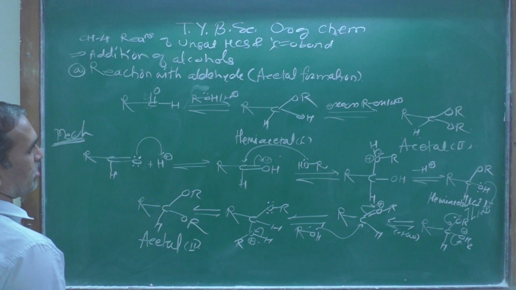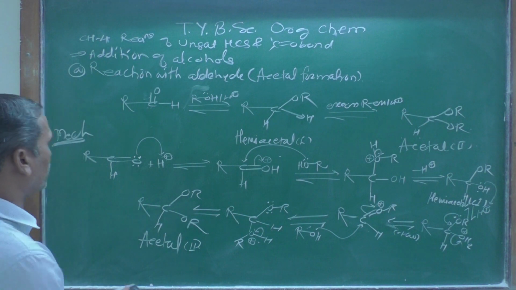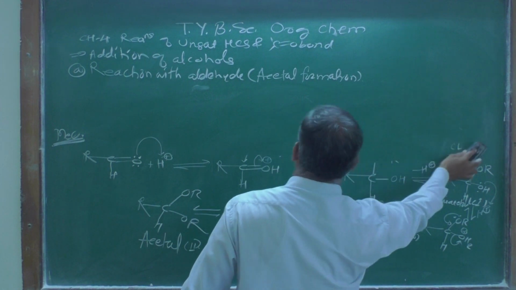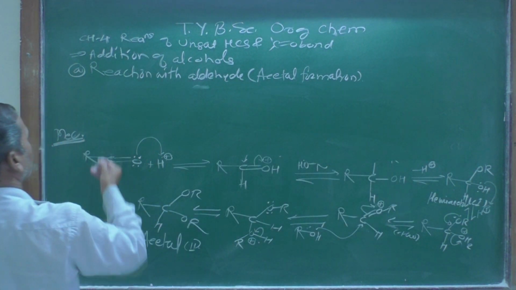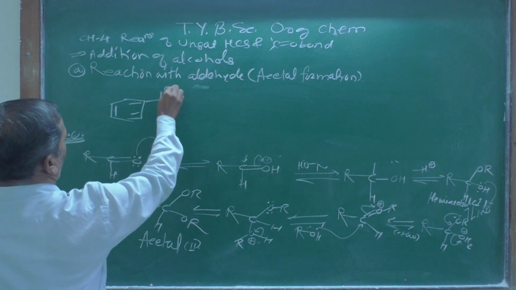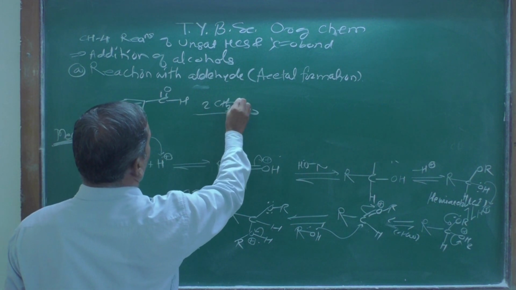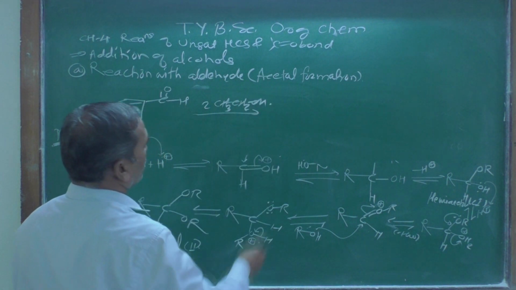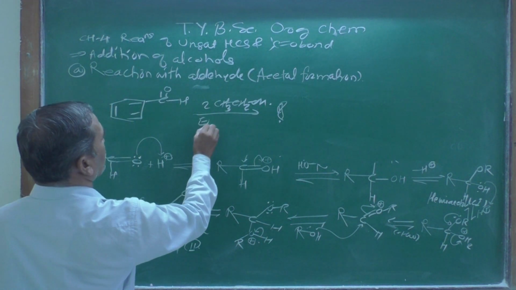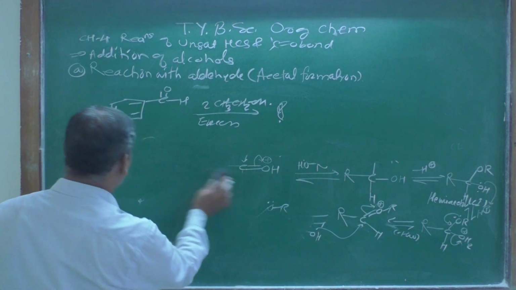Let us see some examples. Once you know the mechanism, you can predict millions of products. So let us see whether you are able to predict the product or not. Suppose you have an aldehyde, C double bond O, H, treated with 2 moles of ethanol, CH3CH2OH, excess or 2 moles of ethanol. What type of product are you going to get?